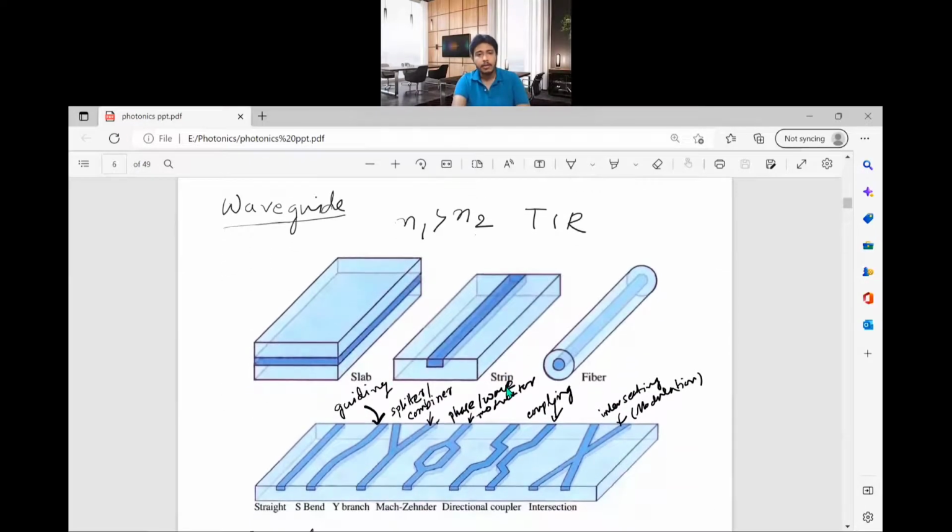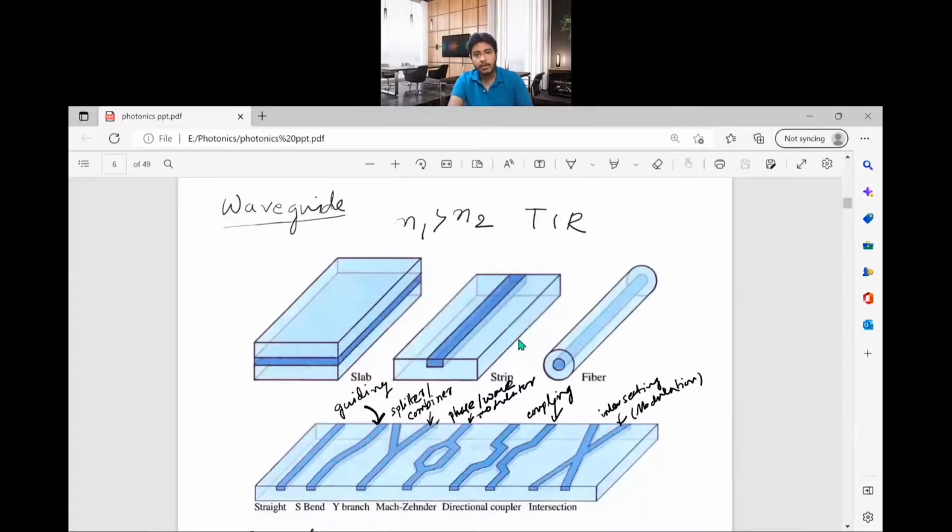Now the next part is the waveguide. Waveguide means the wave will be guided through some medium. So optical fiber also is a waveguide. You can make a waveguide structure for optical communication, for the light transmission. You can make the structures so that N1 will be greater than N2, so light will be confined to N1.